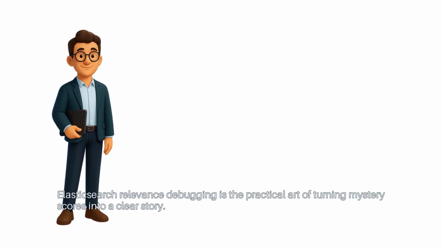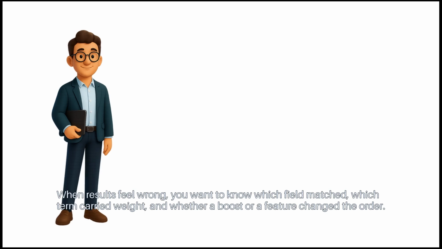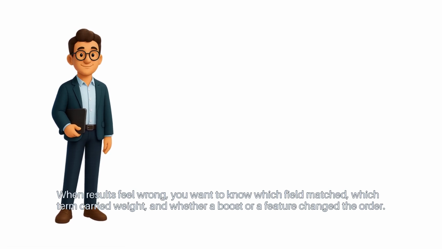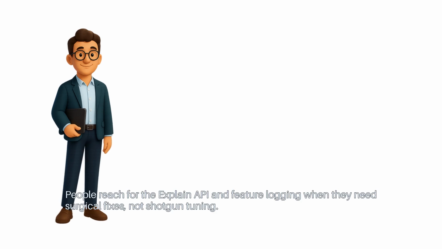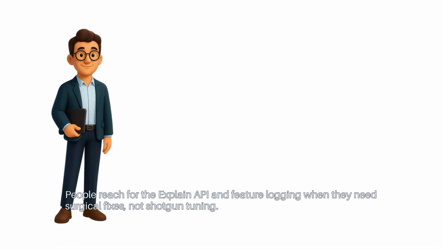Elasticsearch relevance debugging is the practical art of turning mystery scores into a clear story. When results feel wrong, you want to know which field matched, which term carried weight, and whether a boost or a feature changed the order. People reach for the Explain API and feature logging when they need surgical fixes, not shotgun tuning.